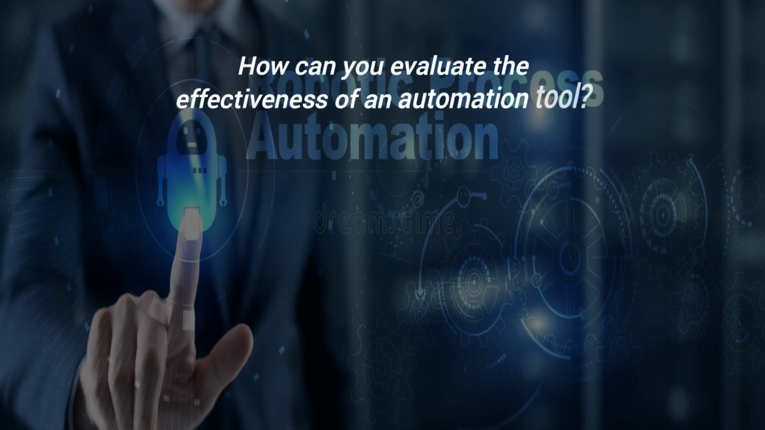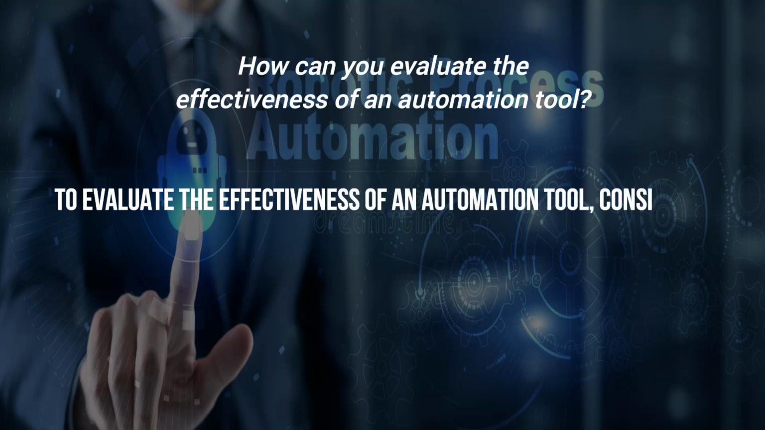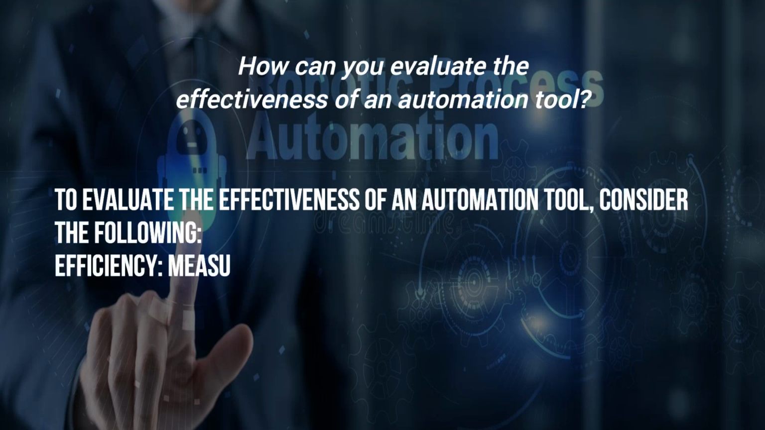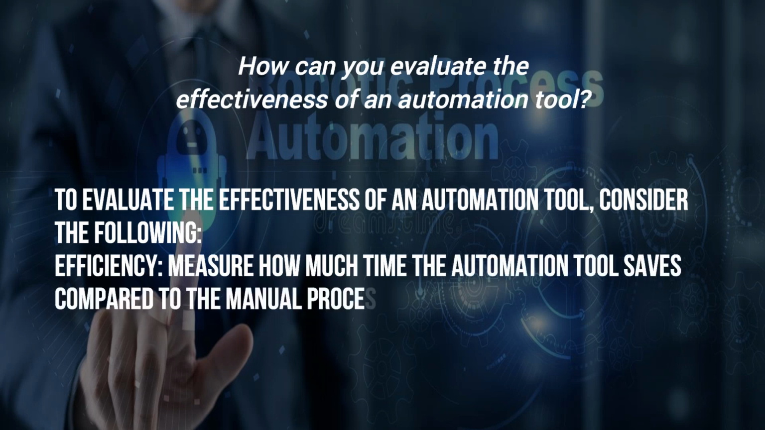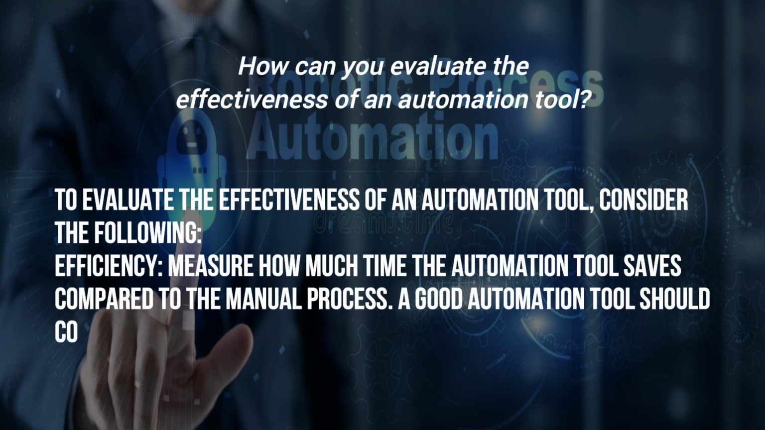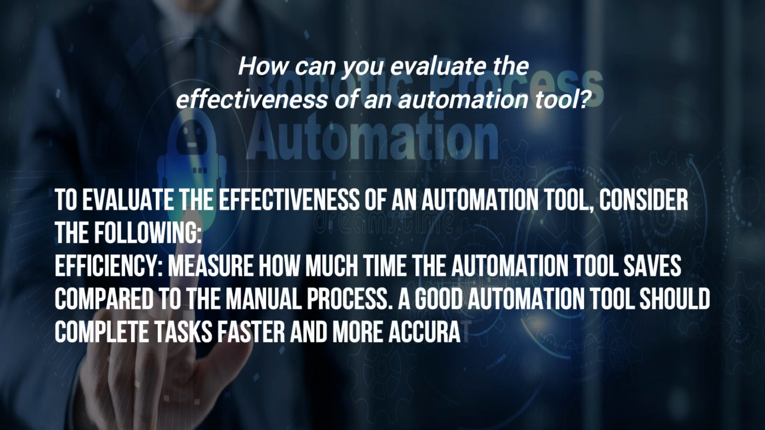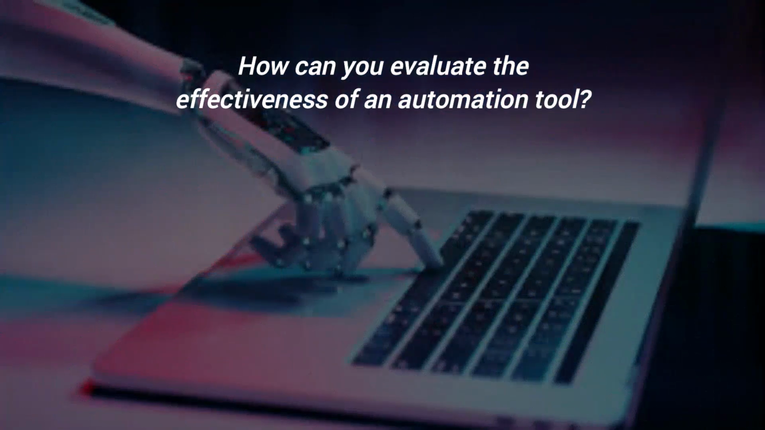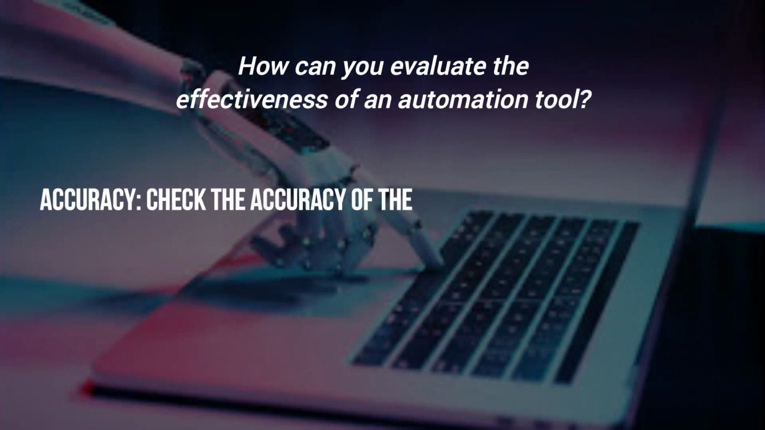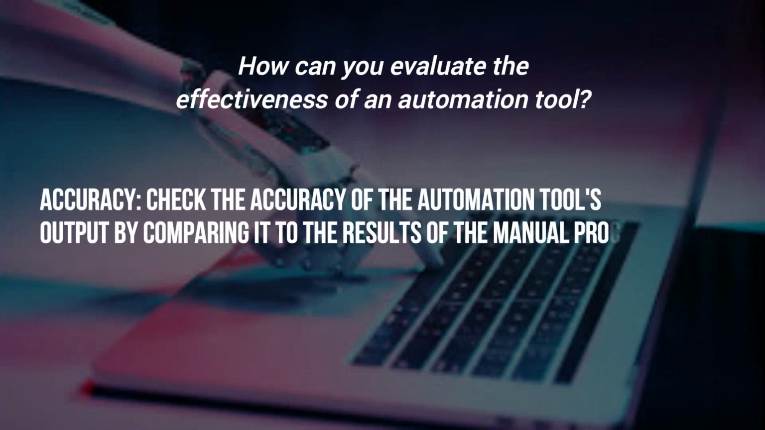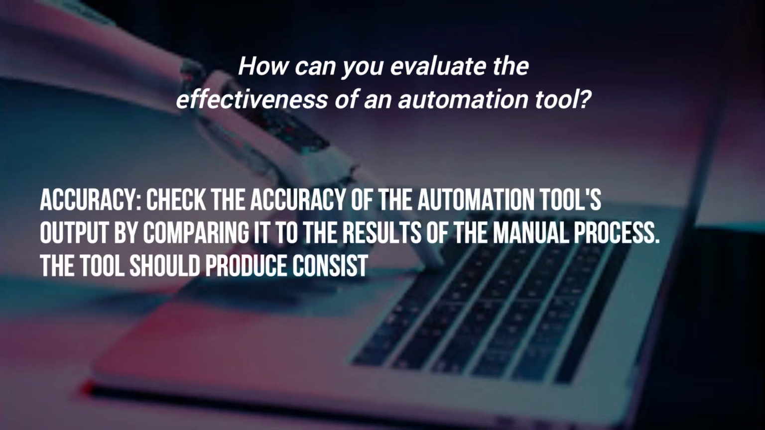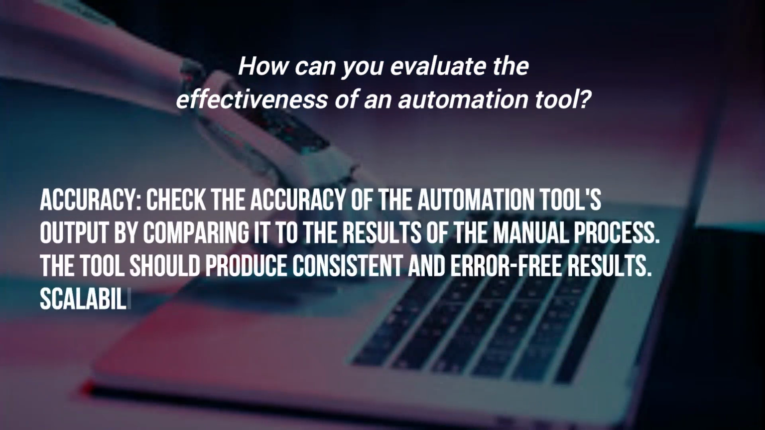How can you evaluate the effectiveness of an automation tool? To evaluate the effectiveness of an automation tool, consider the following. Efficiency. Measure how much time the automation tool saves compared to the manual process. A good automation tool should complete tasks faster and more accurately than a human. Accuracy. Check the accuracy of the automation tool's output by comparing it to the results of the manual process. The tool should produce consistent and error-free results.